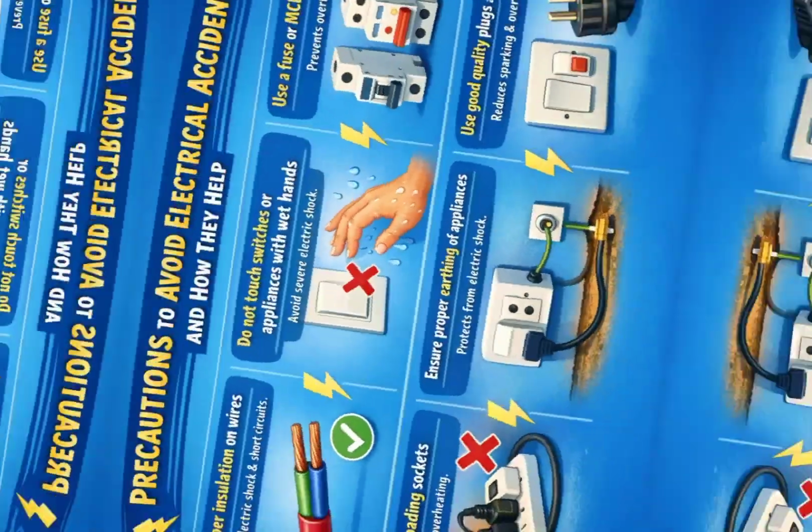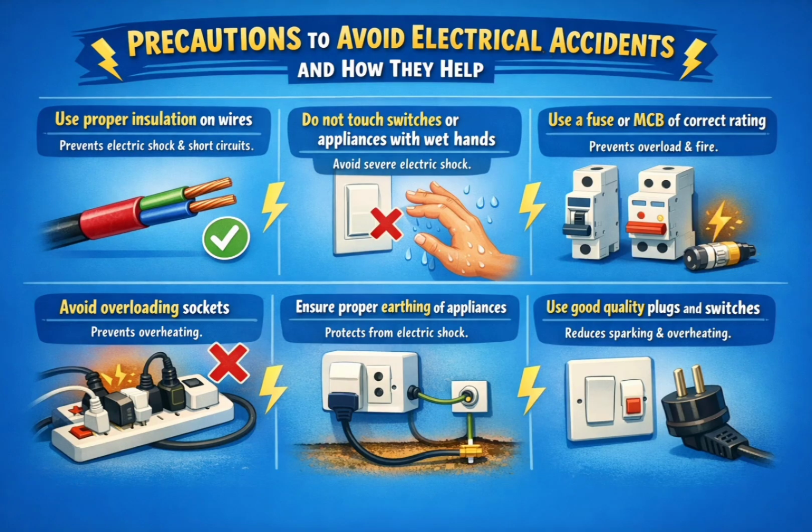Okay, students, now let us discuss the precautions to avoid electrical shock or electrical accidents. Later, we'll go into how they protect us. Our first point is use proper insulated wires. Do not touch switches or appliances with wet hands. Use a fuse or MCB of correct rating. You know about MCB: MCB is nothing but miniature circuit breaker. Next point is avoid overloading sockets. Ensure proper earthing of appliances. Use good quality plugs and switches.